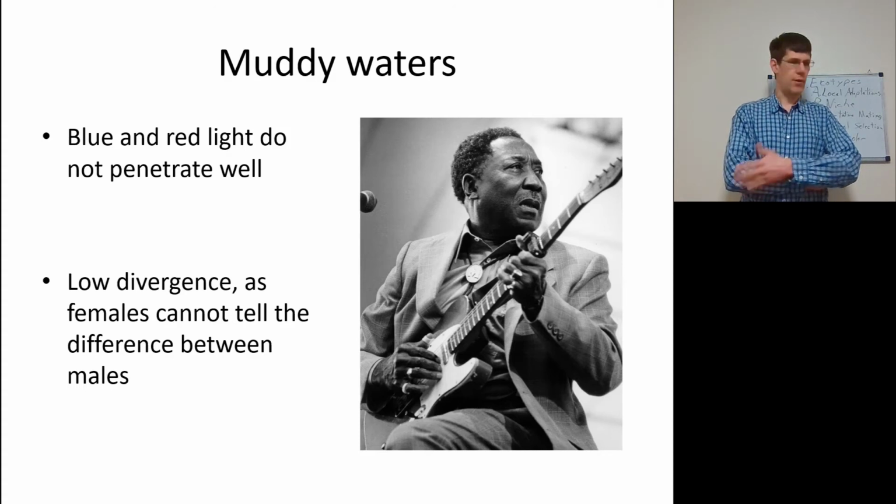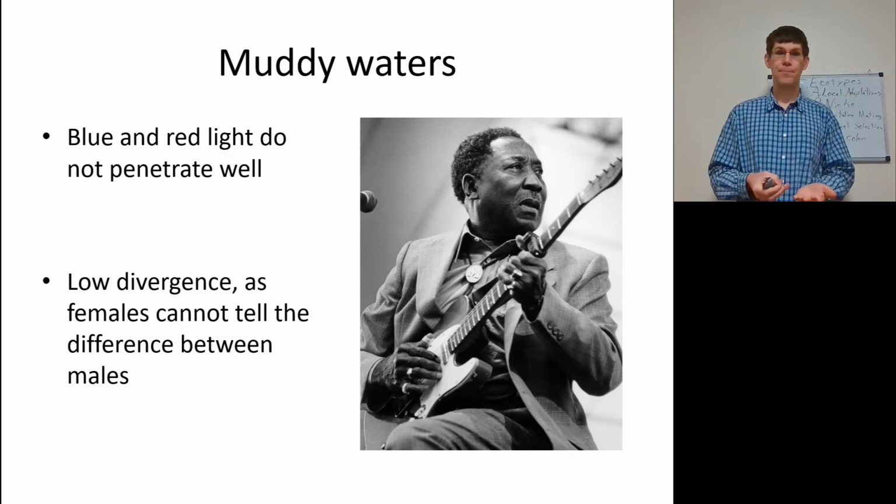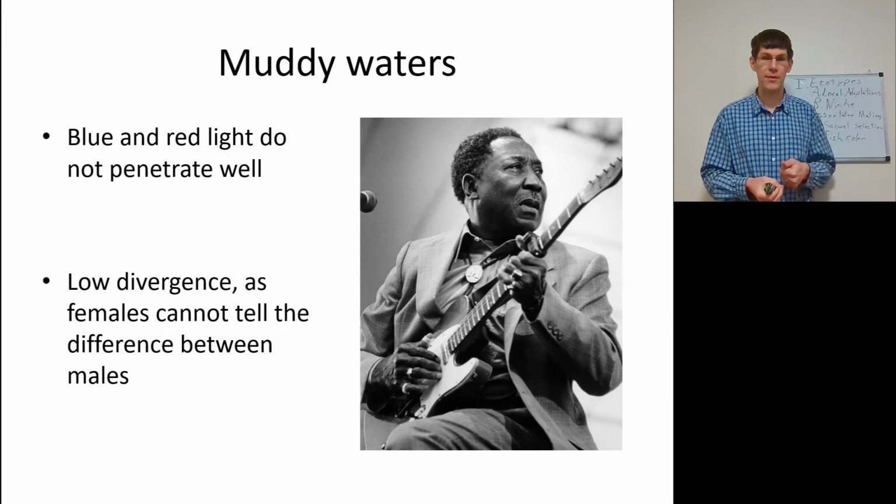The red fish, are they attractive? Well, they're not, because they're not red. The intermediate fish, are they attractive? Well, they're not, because they're not intermediate. There's a low divergence here. The females can't tell the difference between the two males. And another experiment was done with this where they put them under orange light.